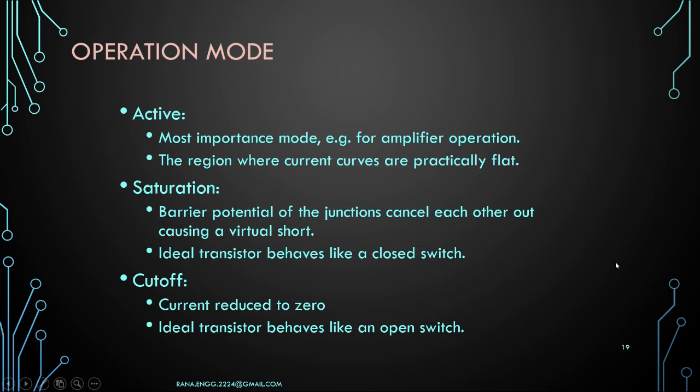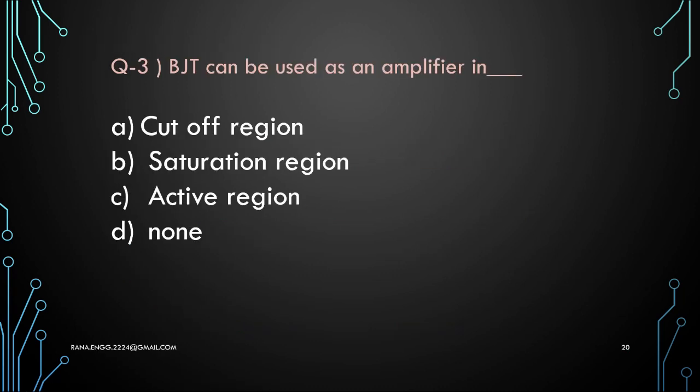Now, operation modes: three modes are there. We should not get confused between operation mode and configuration. Configuration is making any one terminal of the transistor common between input and output. And what is the mode? Mode is the operation, in which mode we are using the transistor. Either there is full current, or no current, or linear current. According to that we have the active, saturation and cutoff modes. In examinations, students often get confused, so you should not get confused in this.